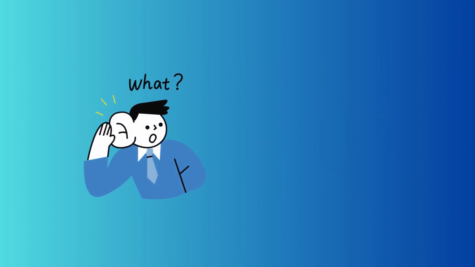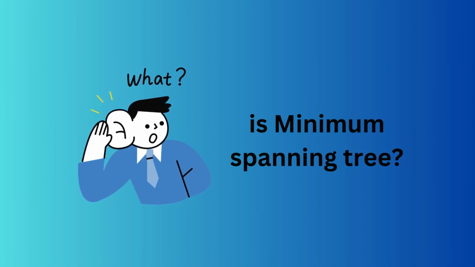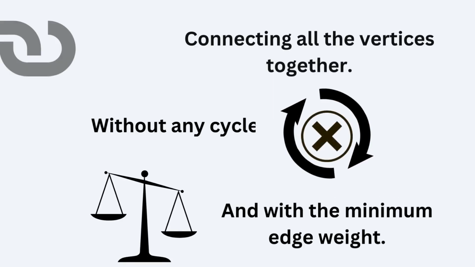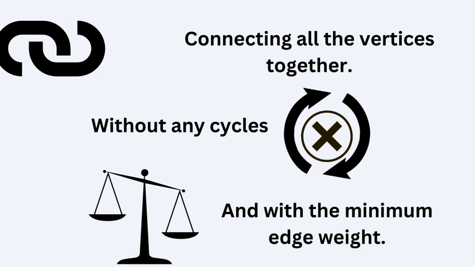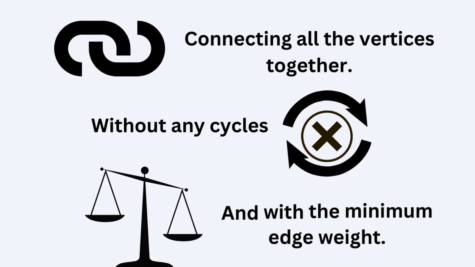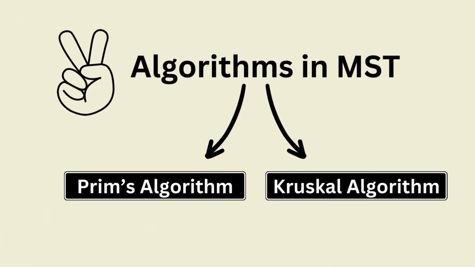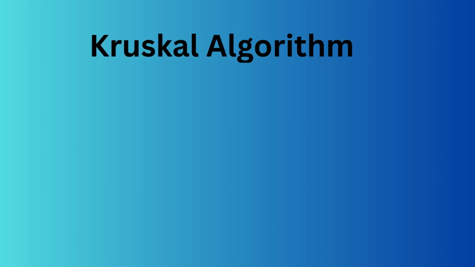Before going into the traveling salesman problem, let us see what is minimum spanning tree. MST is defined as connecting all the vertices together without forming any cycles with the minimum edge weights. There are mainly 2 algorithms, Prim's algorithm and Kruskal algorithm. Here we are using Kruskal algorithm.